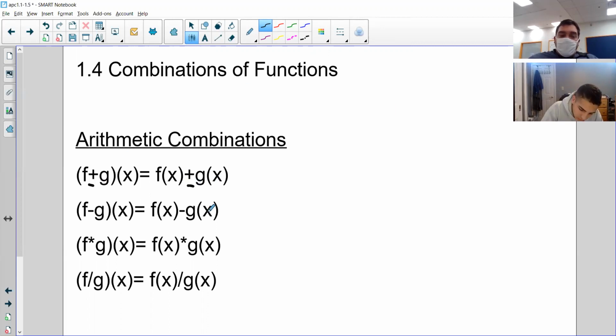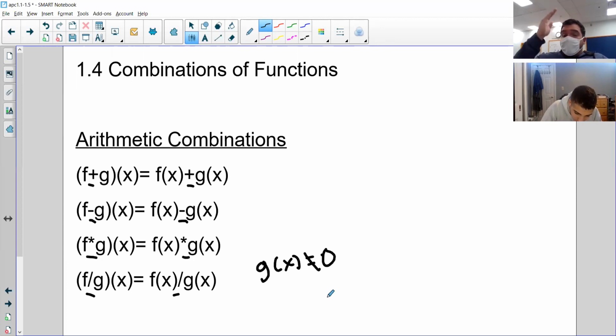You got a plus sign, that means you got to add the functions. You got a minus sign, you subtract the functions. You got a multiplication sign, you multiply the functions. You got a division sign, you got a division function. Quick note, in this case, g of x cannot be 0 because you can't divide by 0. Otherwise, everything else is okay. You add them, subtract them, multiply them, or divide them. No tricks in this one, at least right now. I'll give you a couple of minutes to write that.